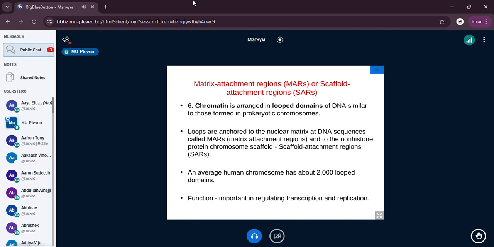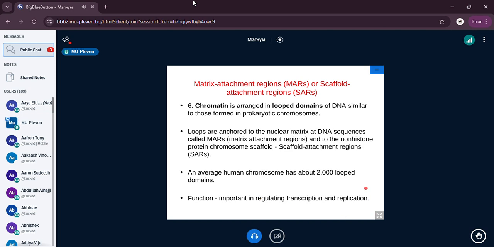The matrix attachment regions and scaffold attachment regions are sequences of DNA that contact non-histone proteins. Loops are anchored to the linear matrix by these DNA sequences: MARs and SARs, matrix attachment regions and scaffold attachment regions. So these regions are sequences of DNA that interact with proteins in order to form these loops. An average human chromosome, which can have different lengths, contains about 2,000 looped domains.